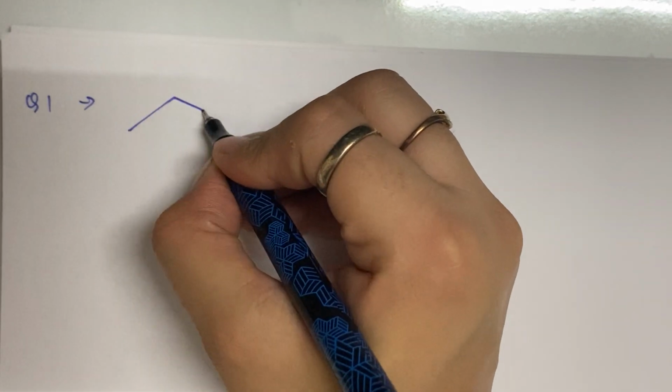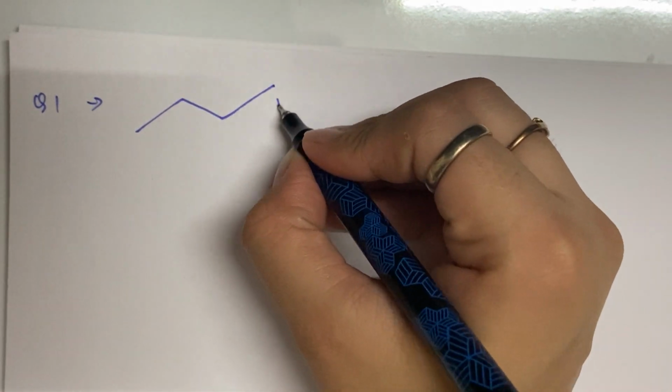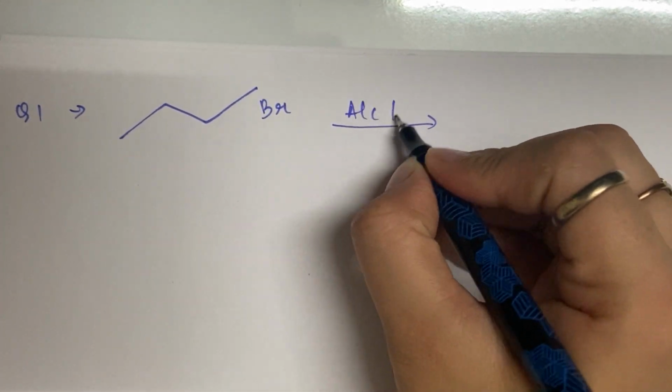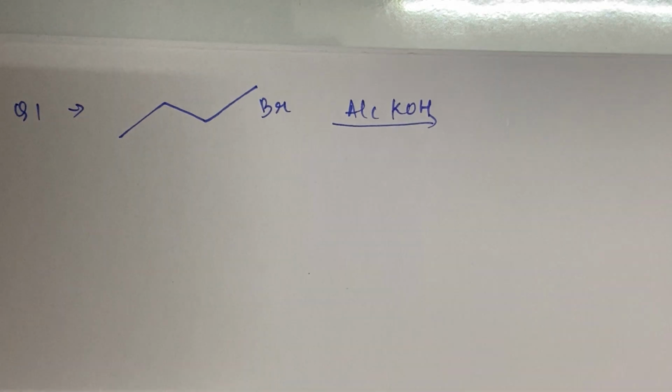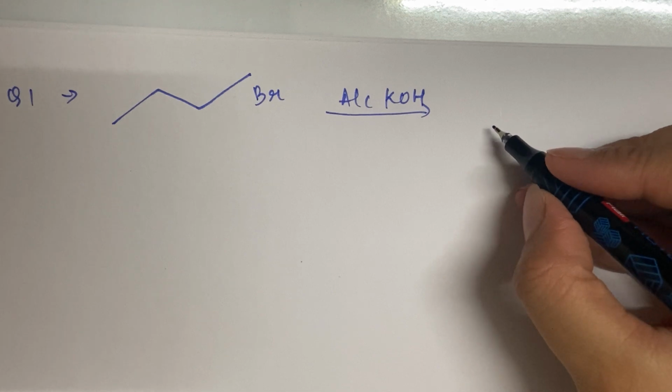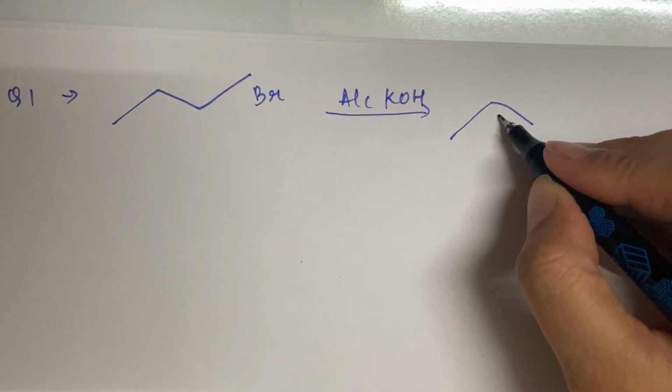Okay, you have this and you are taking alcoholic KOH. Aqueous KOH will do substitution, but alcoholic KOH will do elimination. That also you should remember. So what will be the product? Yes, you are right. This will be the product.